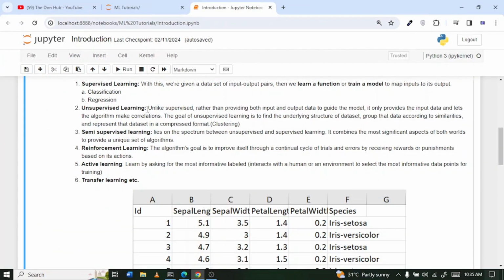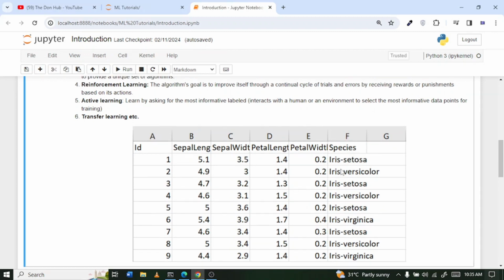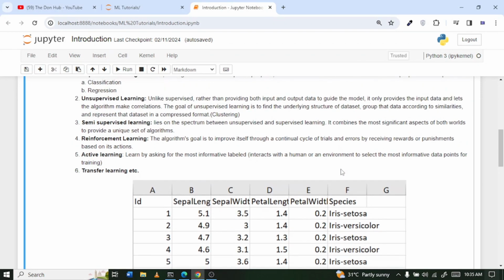And we have semi-supervised learning. Semi-supervised is just a combination of supervised and unsupervised. So that data has input features, okay, but it doesn't have all of the output labels. It has some of them, right? So that is basically semi-supervised learning.